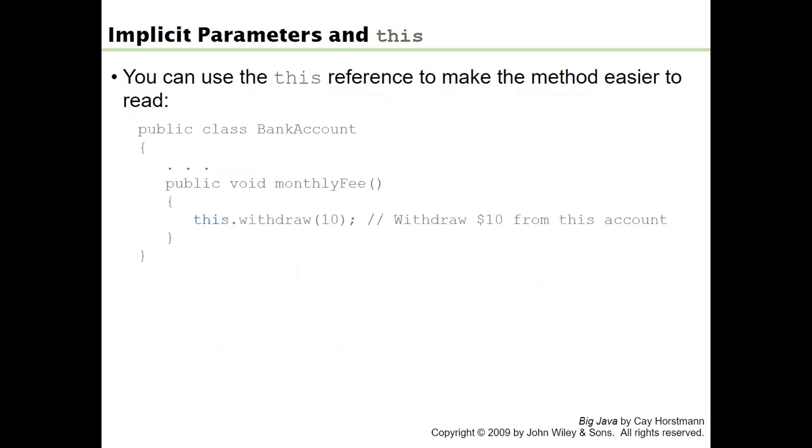Okay, implicit parameter and this. You can use the this reference to make a method easier to read. So here, if you wanted to make it really clear you're talking about this object that was implicitly passed into monthly fee, you can actually state it explicitly. Either way, the compiler is going to understand what you mean. You include this because of name collisions, or you just want to be really clear about how this is going to be affected.